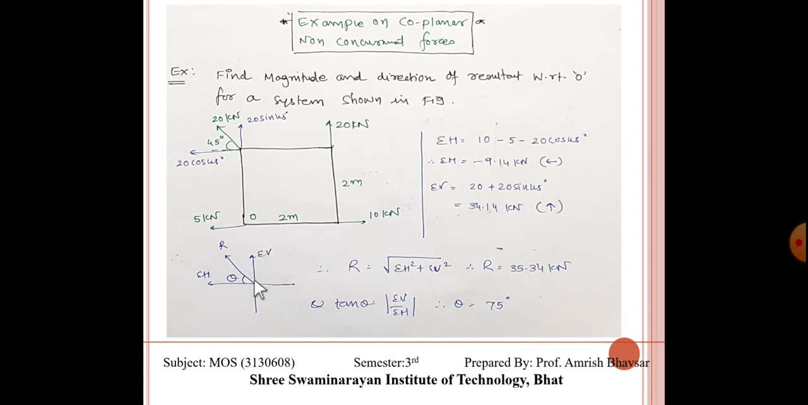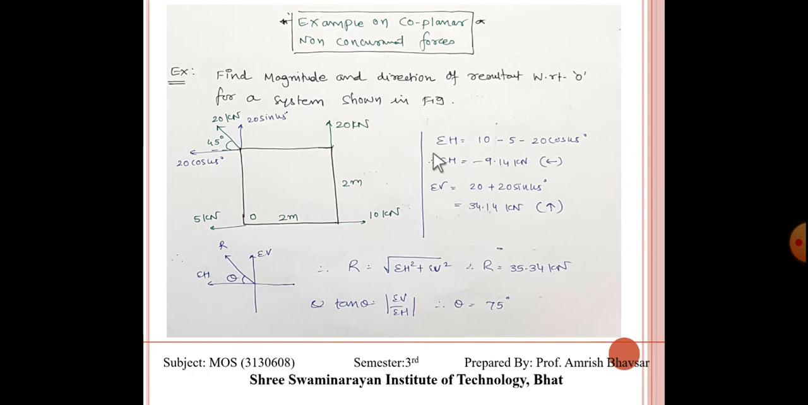So sigma h is equal to leftward and sigma v is equal to upward. So our resultant force is acting in the second quadrant. Now the resultant R is equal to the square root of sigma h square plus sigma v square, which we understood in our previous lecture. So here the resultant force is 35.34 kilonewton, and for the direction, tan theta is equal to sigma v upon sigma h, so theta is equal to 35 degree.